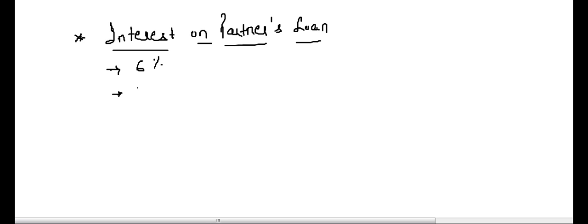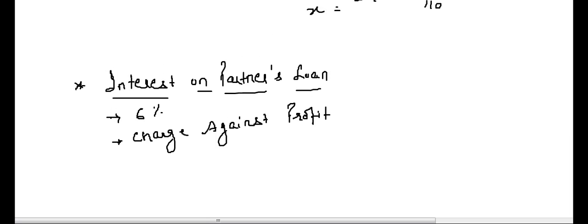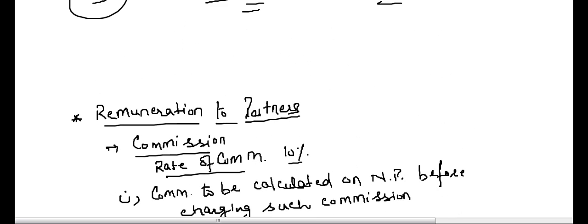Second thing, it is a charge against profit and not appropriation. That means the interest on partner's loan has to be paid whether there are profits or losses, and we will deduct this from the profit and loss account and not the profit and loss appropriation account, because it is a charge against profit. Clear? Very simple.